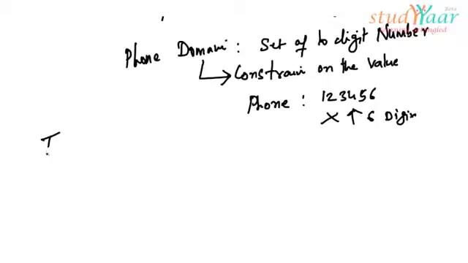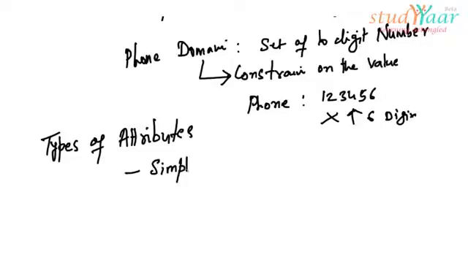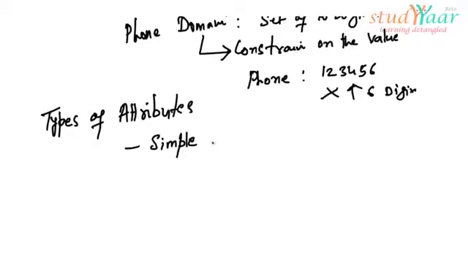Now we'll look at types of attributes. First type is a simple attribute. I will rather look at it in this way. It's a simple versus a composite attribute. Okay, an attribute is either composite or simple.